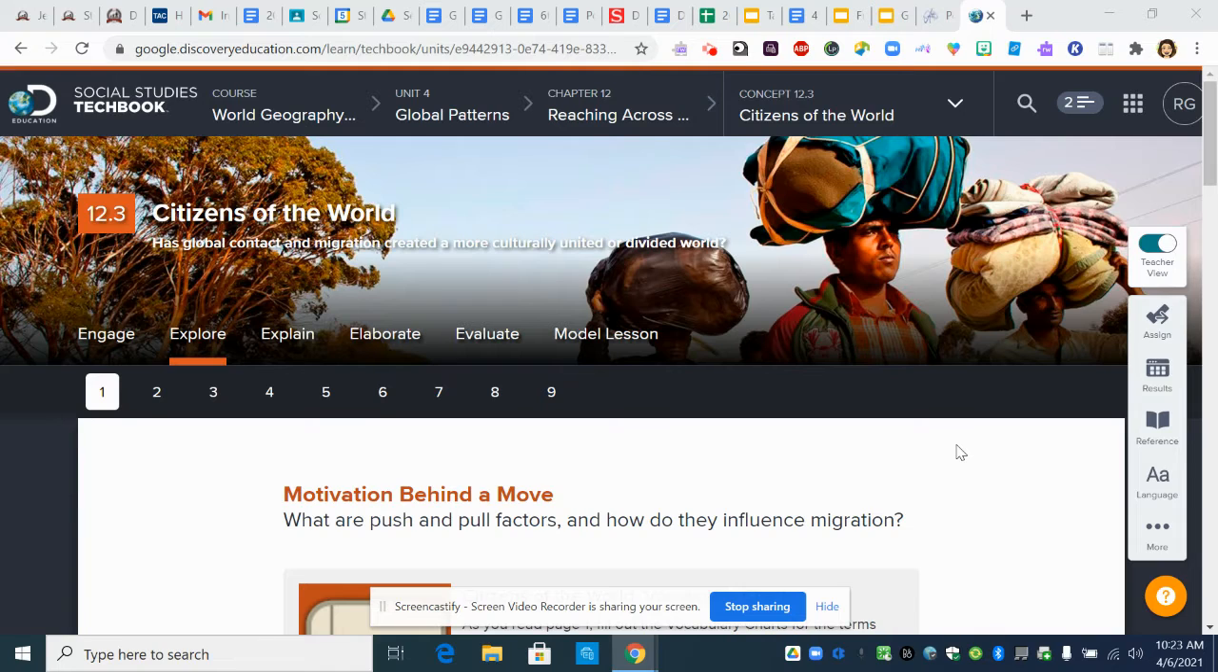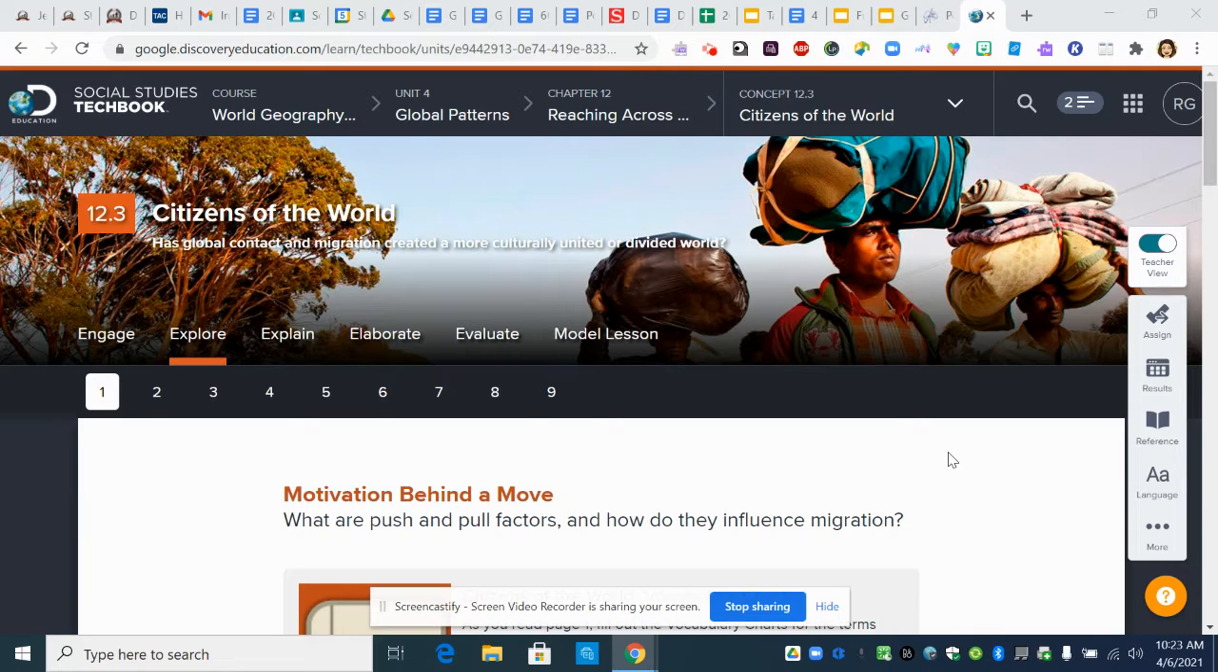So I'm going to read aloud the Explore sections 1, 2, and 3, and then go ahead and walk you through your notes. Remember that you can pause or stop the video at any time so that you can read at your own pace, highlight at your own pace, or write in your notes at your own pace. So the title of chapter 12.3 is Citizens of the World. And the essential question is, has global contact and migration created a more culturally united or divided world?